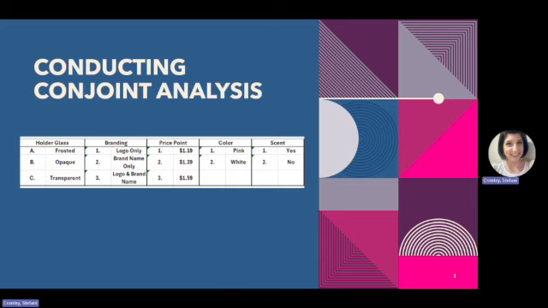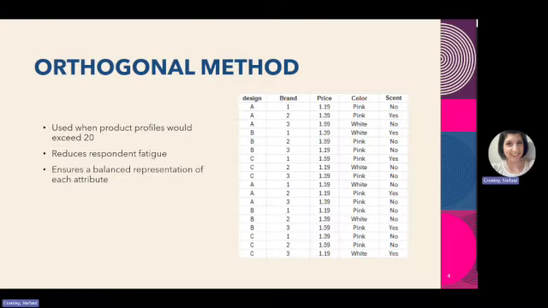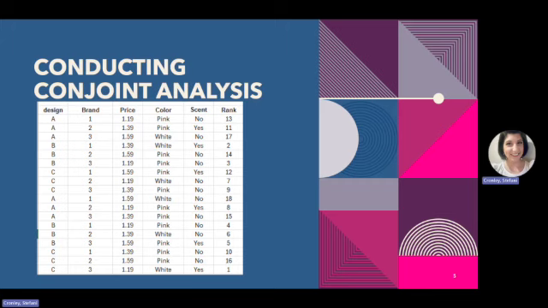So to avoid having too many options for our survey takers, we're going to use a method called orthogonal. So the orthogonal method, again, was designed to help when the situation would result in product profiles that would exceed 20 combinations, but it helps ensure that there's a balanced representation of each attribute because it ensures that the attribute is represented an equal number of times. So you can see here that we've put together our 18 profiles.